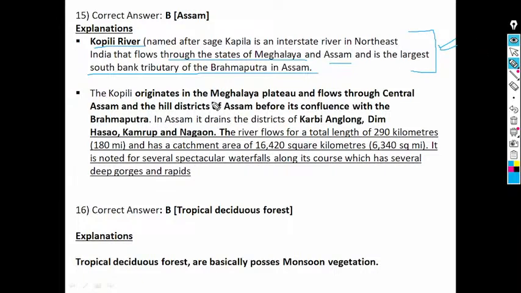Kopili originates in the Meghalaya plateau and flows through central Assam and the hill districts of Assam before its confluence with the Brahmaputra. In Assam, it drains the districts of Karbi Anglong, Dima Hasao, Kamrup and Nagaon.